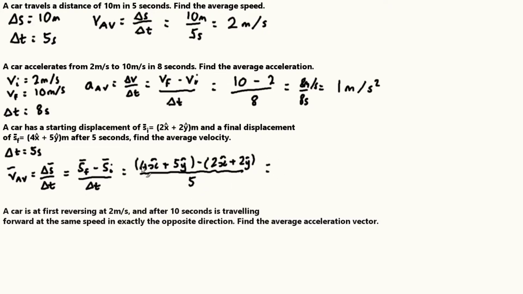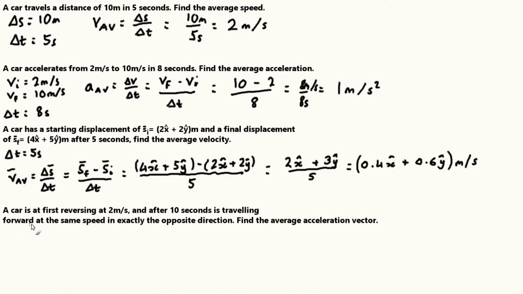So for the x hat values, we have 4 minus 2, which is 2x hat. And then for the y values, we have 5 minus 2, which will be 3y hat, and once again divided by 5. This means we have 2 over 5 x hat, which is 0.4, plus 3 over 5 y hat, which is 0.6. And as this is a speed, we have the units meters per second.